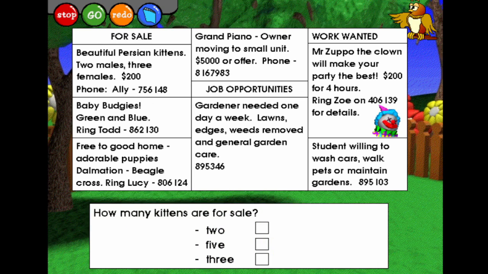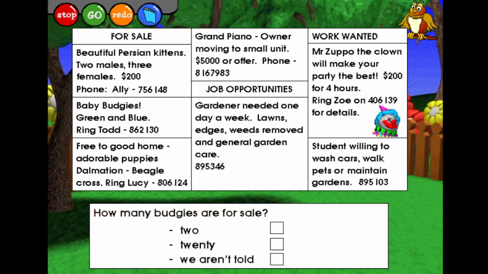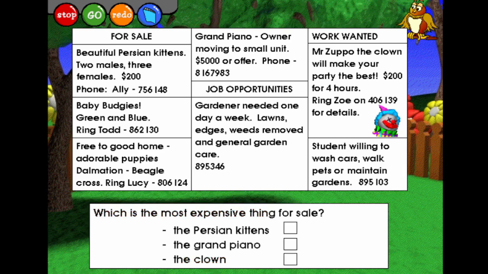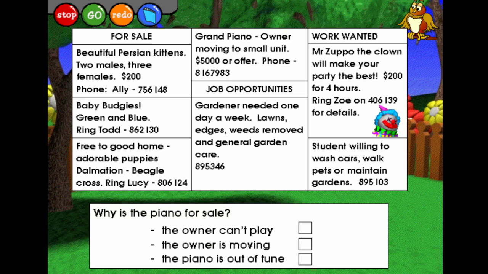Read the questions, then click on the correct answer box for each. How many kittens are for sale? 5. How many budgies are for sale? We aren't told. Which is the most expensive thing for sale? The grand piano. Why is the piano for sale? The owner is moving.